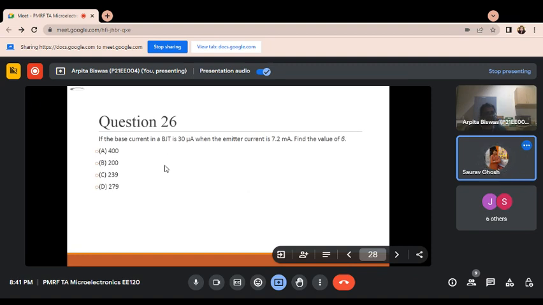Okay. Anyone else? I have calculated IC with the formula, as IB and IE are given. So IC will be IE minus IB. I have put the values and I have converted the unit also. The emitter current is in milliampere, I have converted it to microampere, 7200 microampere. So 7200 minus 30, that is 7170, will be the value of the collector current IC. Now I have divided the 7170 by 30, which is the base current. So 7170 divided by 30 comes to 239.